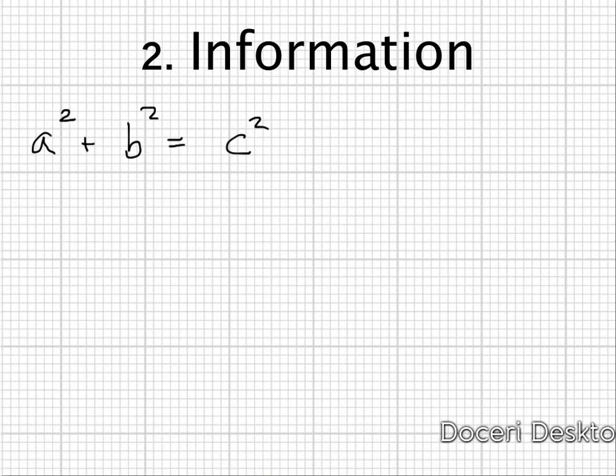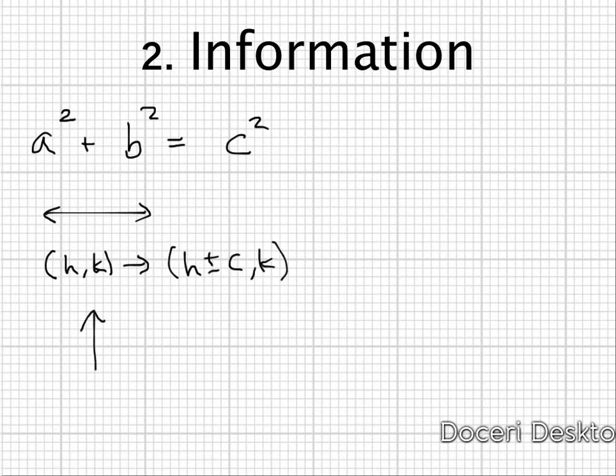And so I'm going to take my h, k. If my hyperbola is opening left to right, I'm affecting my x value, so it's h plus or minus c, comma k. If I'm going up or down, I take my h, k value, and I'm affecting my y this time, so it's h, comma k plus or minus c. Okay? So that's the foci of a hyperbola.